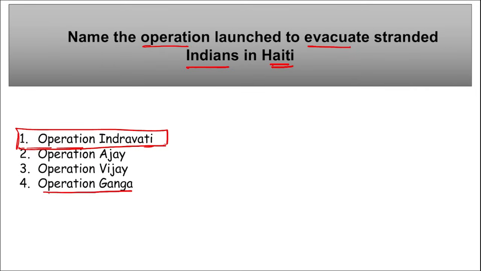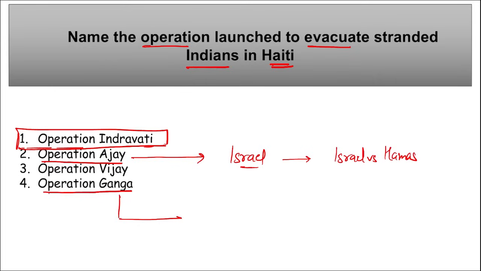Now tell me, what was Operation Ganga and what was Operation Ajay? Operation Ajay was launched by the Indian Armed Forces to evacuate Indians from Israel because of the Israel versus Hamas war that started, right? What was Operation Ganga? Operation Ganga was to evacuate Indians from Russia, not from Russia, from Ukraine, right? Because of the Russia-Ukraine war. So remember Operation Indravati, Operation Ajay and Operation Ganga.